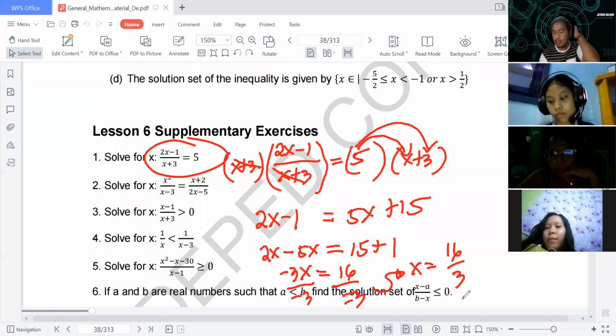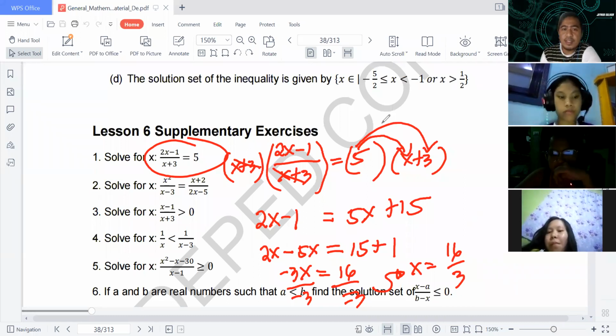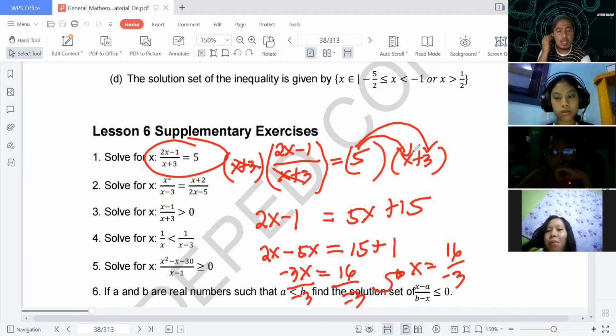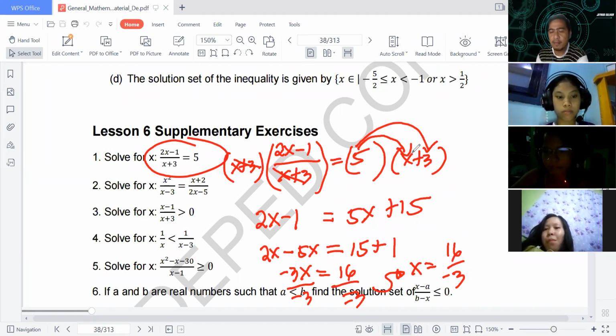Okay? Question? No, sir. 16 over 3, sir. Delete negative on 3, sir. Ah, negative, negative. Okay, sir. By the way, is there any question? What should be the correct answer?